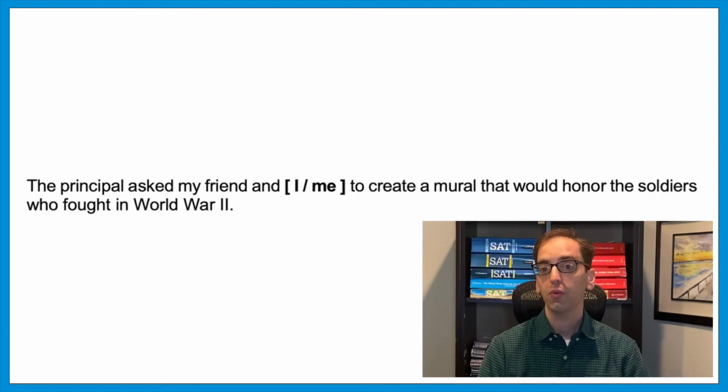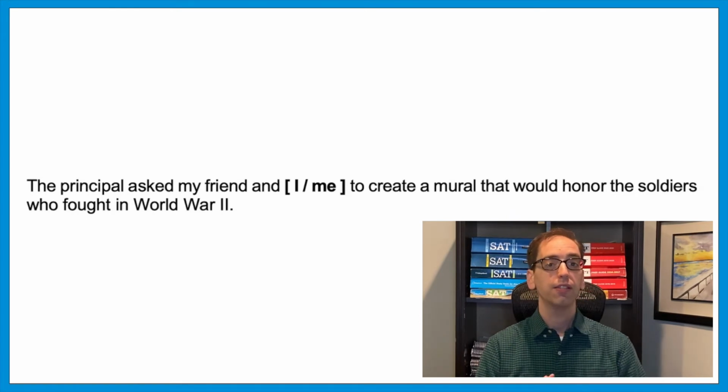So the question is, what noun is doing the action in the sentence? The principal. The principal is asking you and your friend to do something. That means the principal is the subject and you and your friend are the object. It needs to be: the principal asked my friend and me to create a mural, blah, blah, blah.